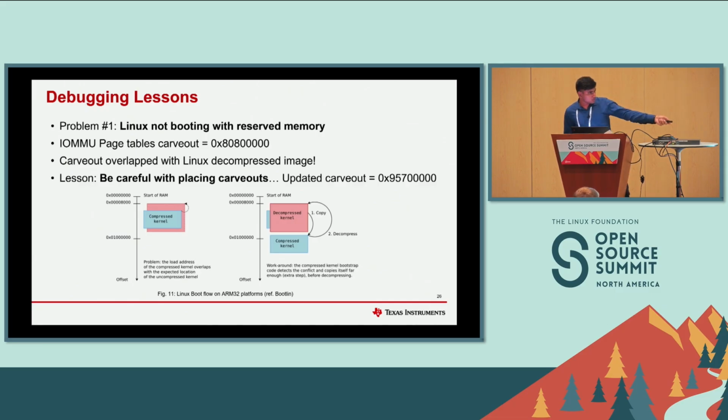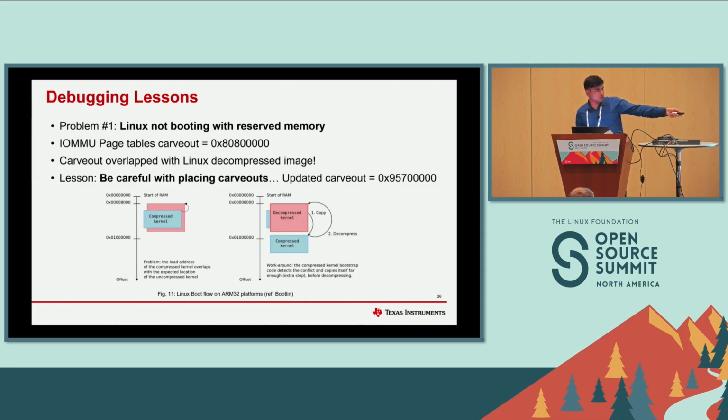So what was happening was, typically in ARM32 platforms, the boot flow is this. This is taken from a Bootlin blog. You use a compressed image in ARM32 boot. You can load the compressed image anywhere in your address space, but the compressed image has some bootstrap code which will decompress itself into a specific address.